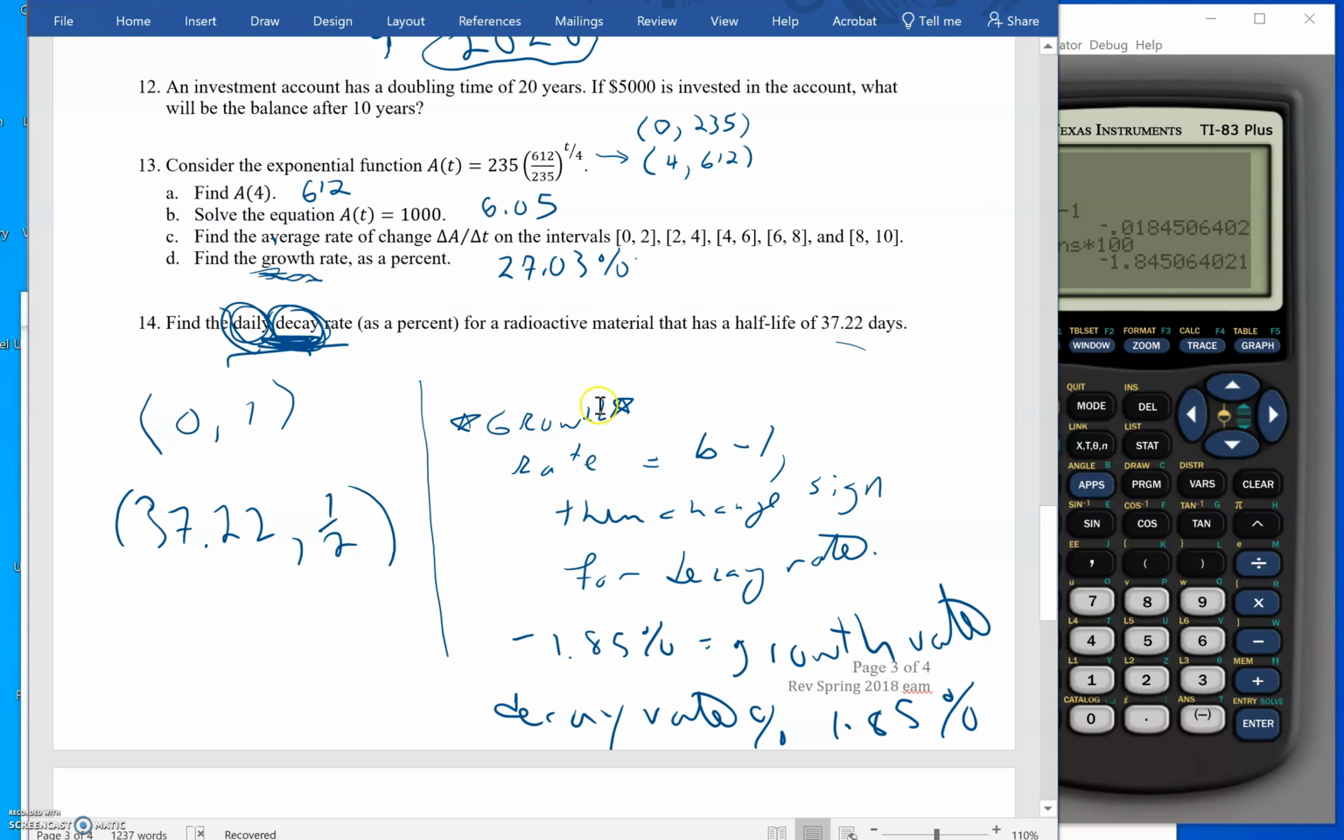Okay, and so that's question 14, and that's the last question on the Unit 2 practice problem set.